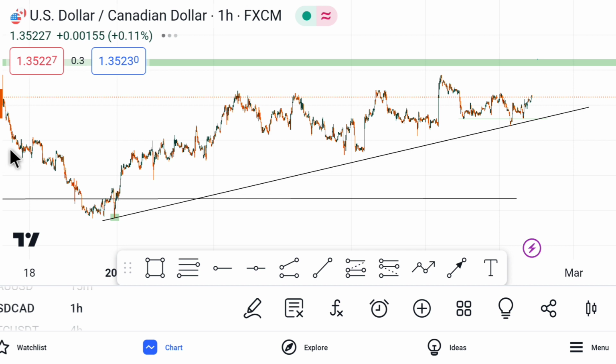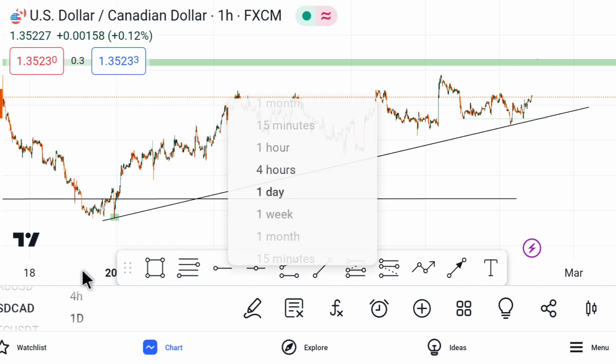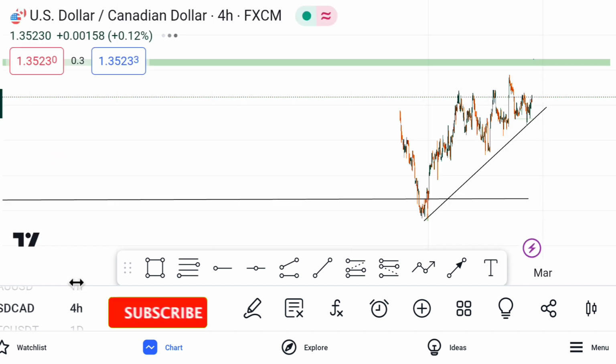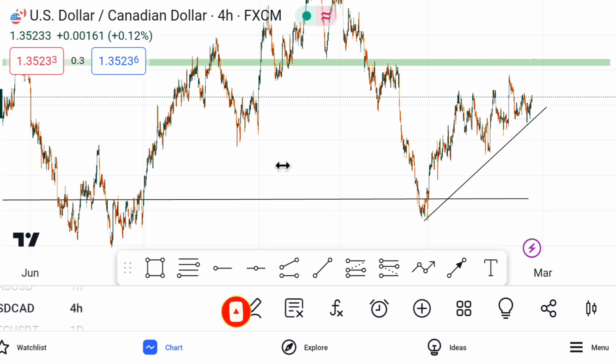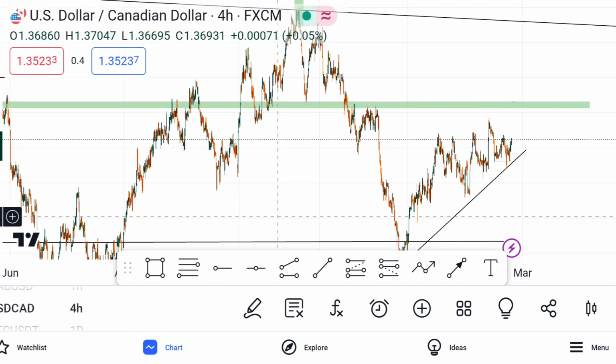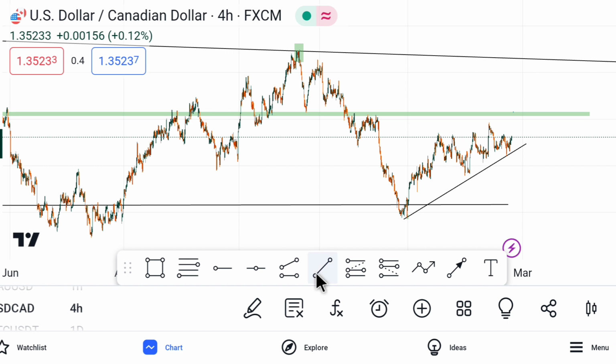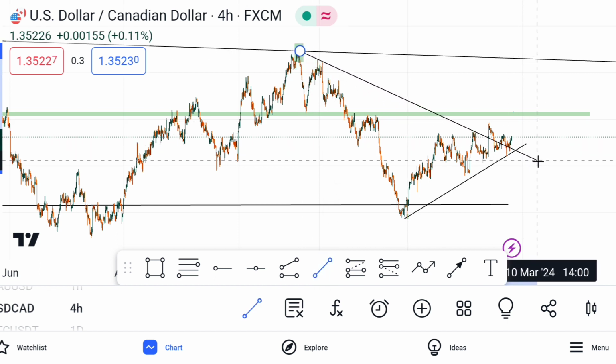Okay, before we start, as you can see on the chart now, we have USD CAD. USD CAD has been bullish all this while. Last week we had a particular trend line, but the trend line didn't hold, so I had to adjust it to see what the market is doing. We had this last week.